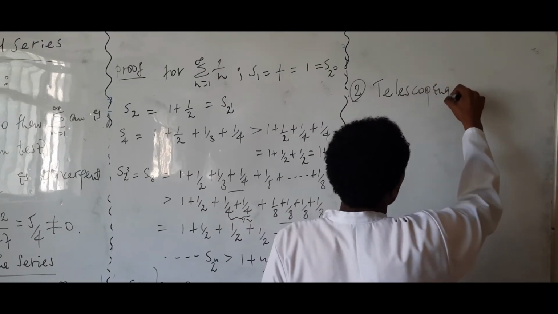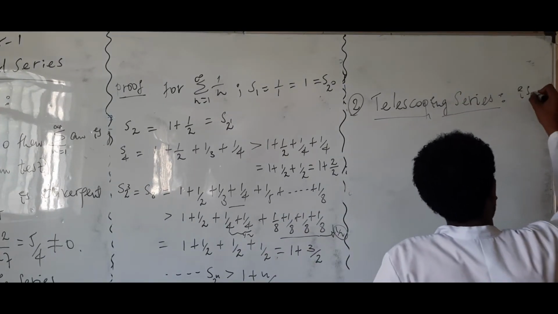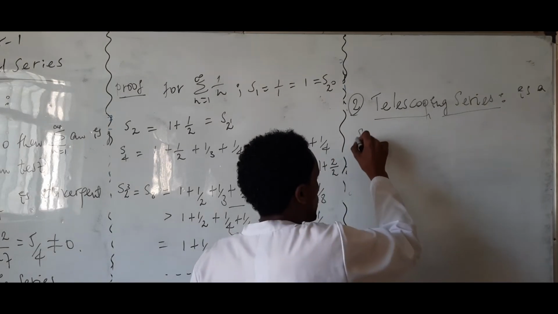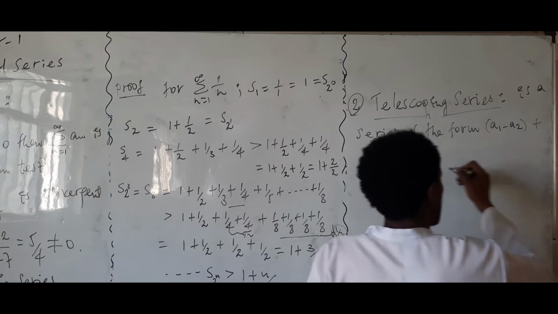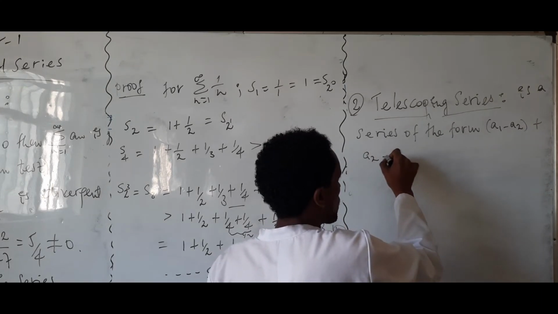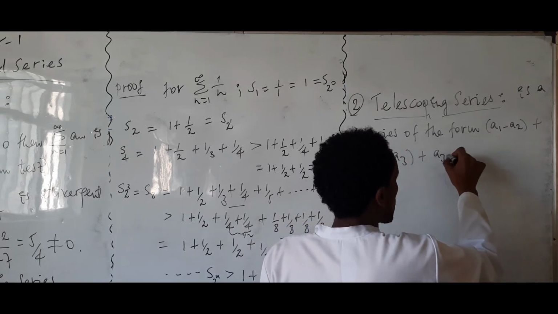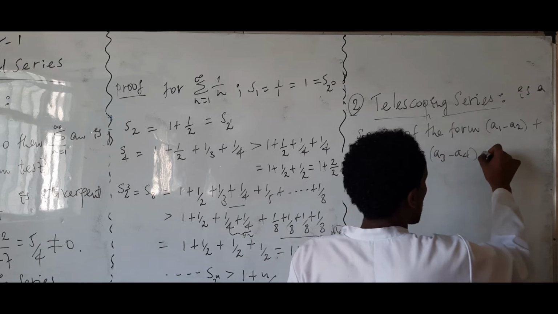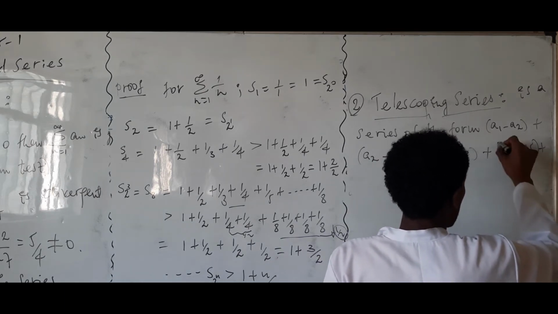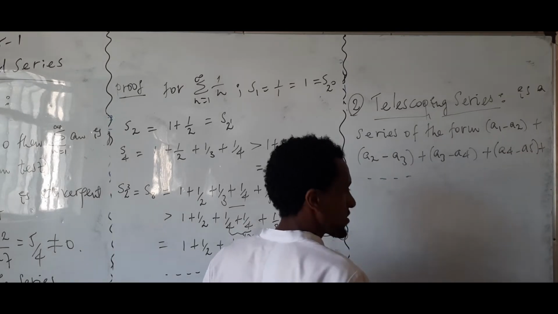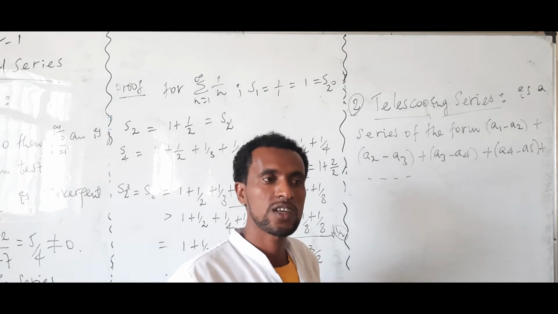Telescoping series. A telescoping series is a series of the form a1 minus a2 plus a2 minus a3 plus a3 minus a4 plus a4 minus a5 plus and so on. A series that has this property is called a telescoping series.